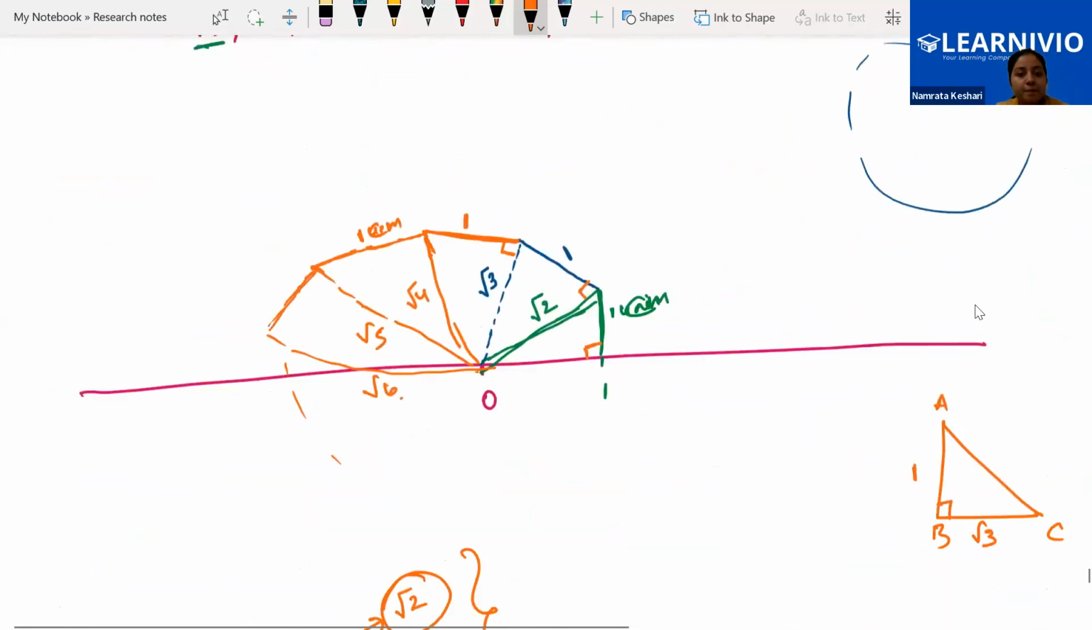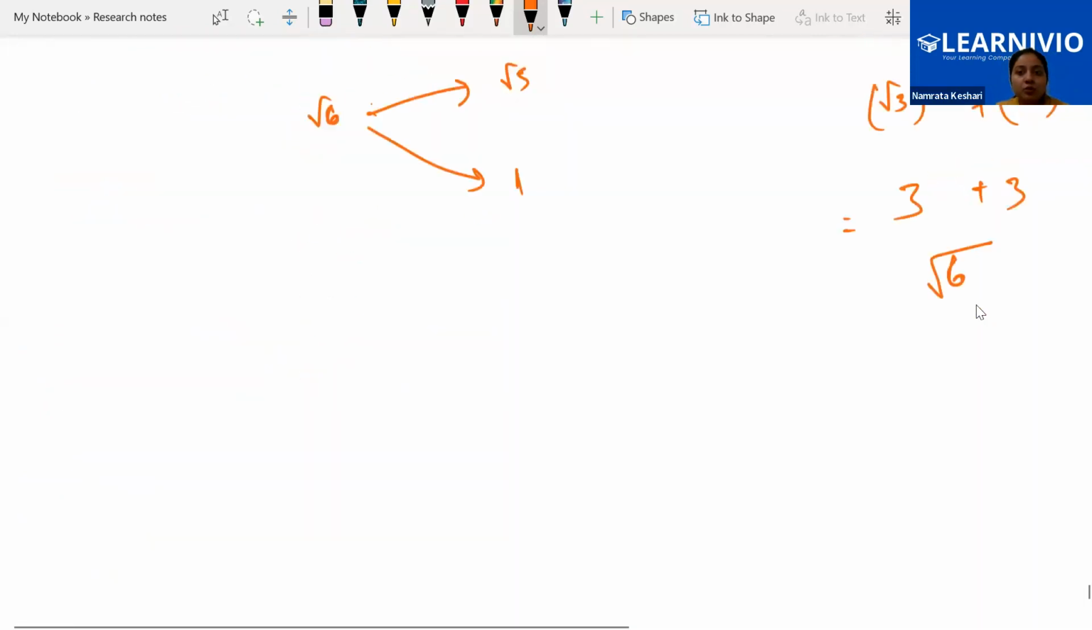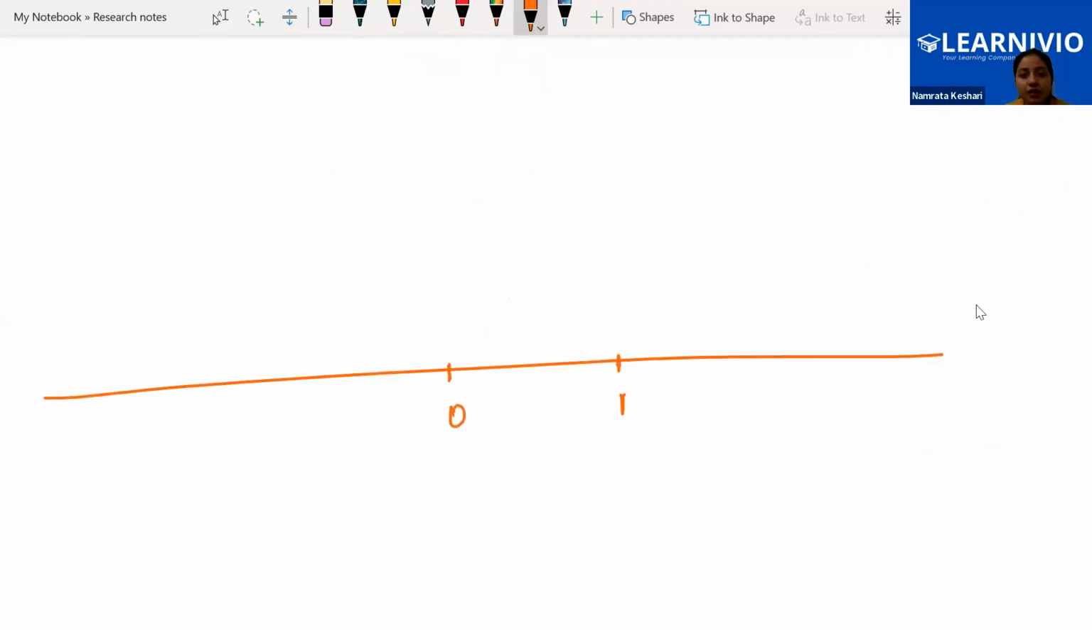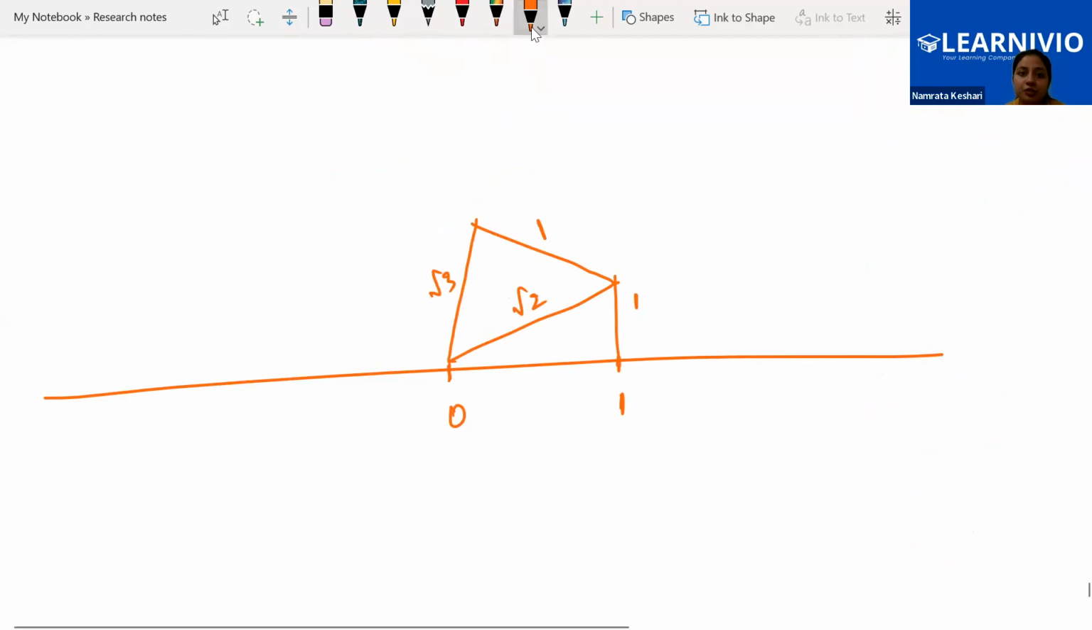Okay, ma'am. How to get root 3 and root 3? First you plot root 3. 0 is there, 1 is there. To get root 3, you know you have to get root 2 also. So this is your root 2, and this is your root 3. You got root 3. You need one more side, that is of root 3 only. Then only you will be able to plot root 6.